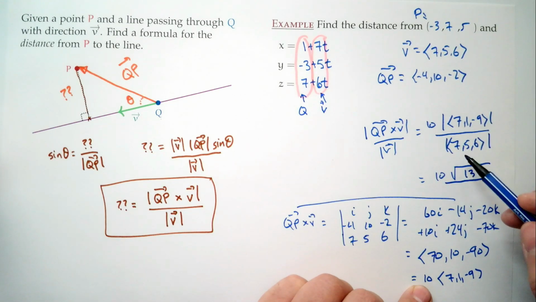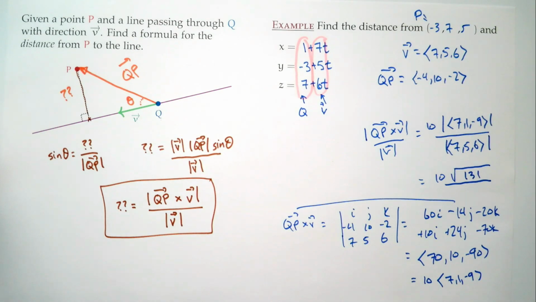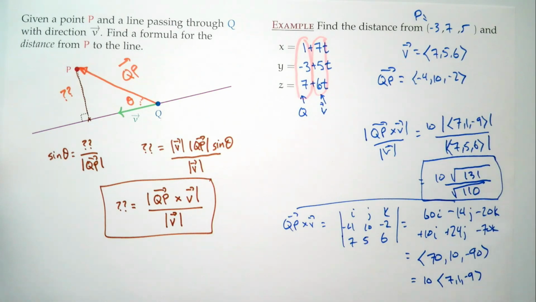And then downstairs, we have 49 plus 25, which is a big number, 74, plus 36, and 74 plus 36 is, where is that, 110? Yeah. All right, and there you go. So it's 10 times the square root of 131 over the square root of 110. And that's the distance. It's some number. All right, so we can find it. Normally on an exam, we get to find nice numbers. Okay, so that's lines. But there's more.